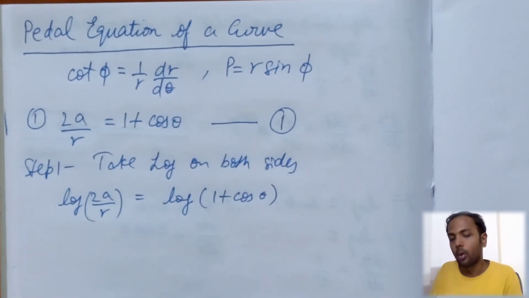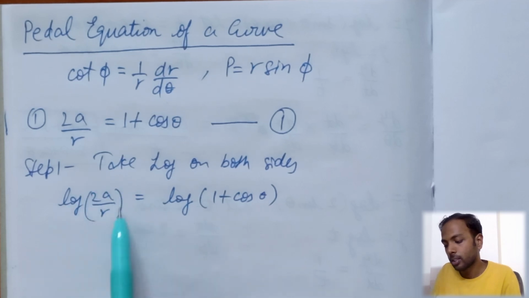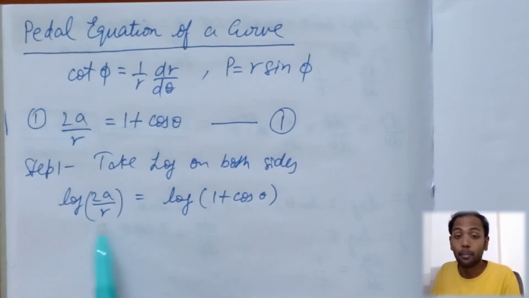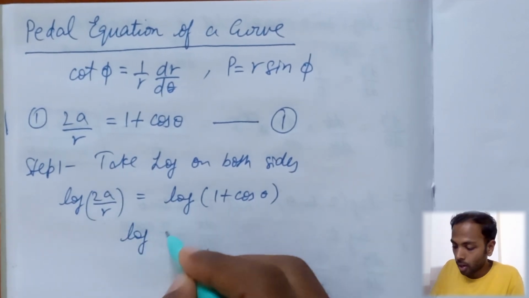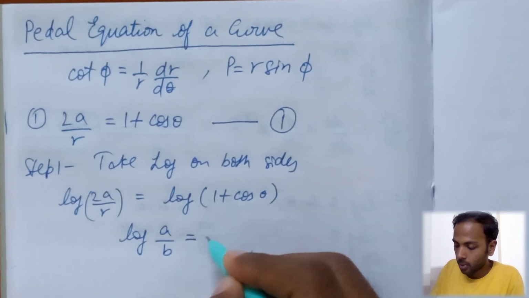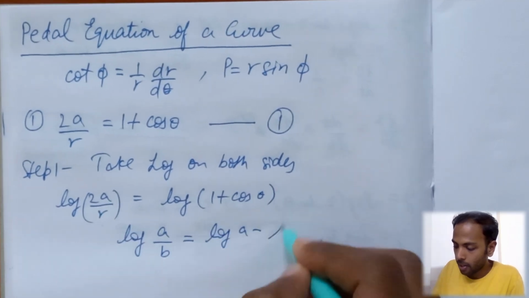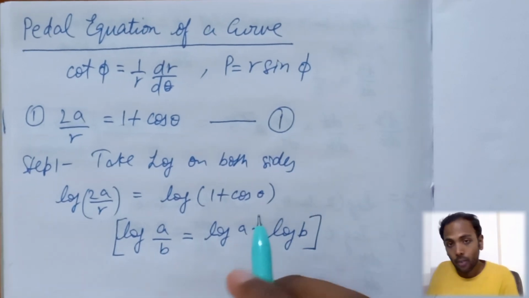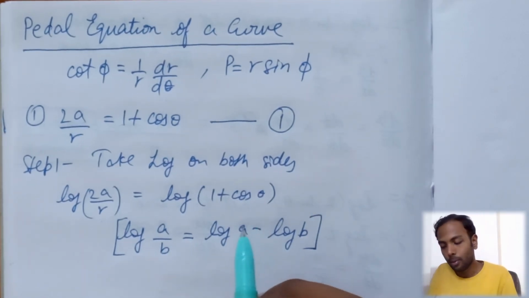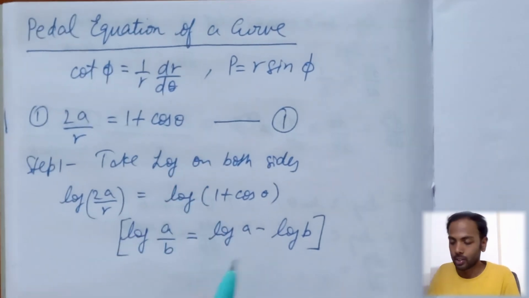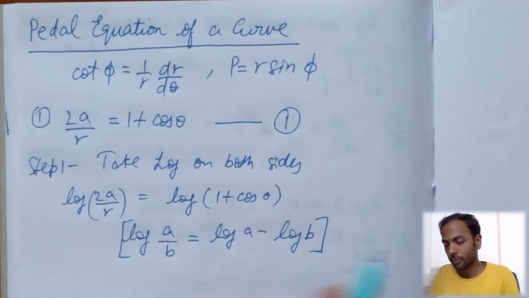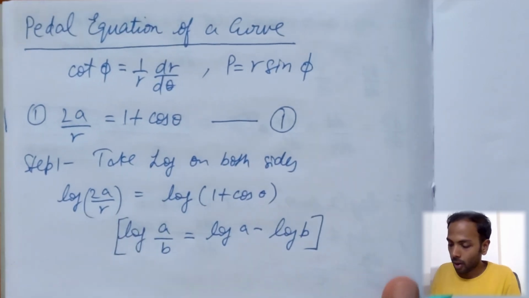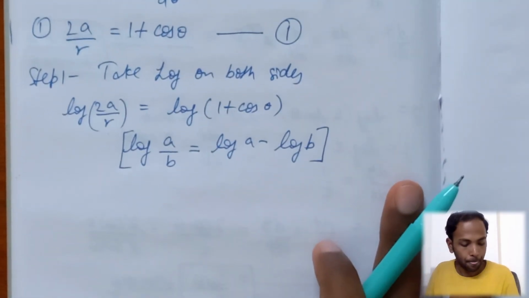Okay. Now how to simplify this? Can you see this? This is in the form of log a by b. So there is a formula: log a by b is equal to log a minus log b. In the description of this video, I have given all the logarithmic formulas. Those are more than enough to solve any question regarding this. Please memorize that and refer to that. That's it. So after applying this, you got this, right?